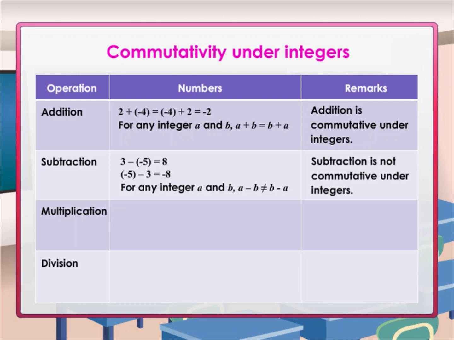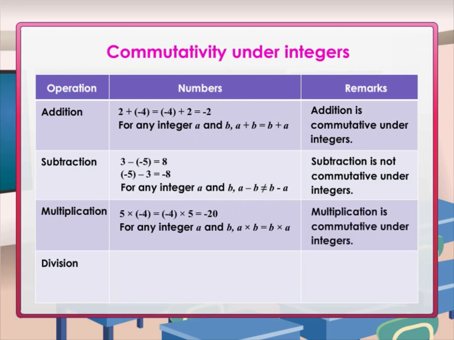Subtraction is not commutative under integers. Multiply 5 into minus 4, which is equal to minus 4 into 5, which is equal to minus 20. For any integers a and b, a into b is equal to b into a. Multiplication is commutative under integers.